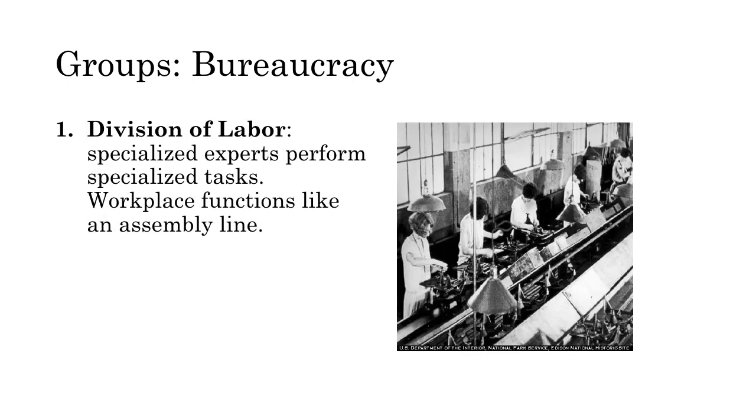The first of the 5 characteristics of a bureaucracy as an ideal type is division of labor, wherein specialized experts perform specialized tasks, and the workplace functions like an assembly line. The assembly line was introduced to manufacturing by industrialists like Henry Ford of the Ford Motor Company, and it represented a big change in how things were made from before the Industrial Revolution of the mid-late 1800s. Before that, most things were made by a single skilled craftsman or woman who would spend years training to be a master builder or carpenter or shoemaker. That person would build a thing from the ground up.